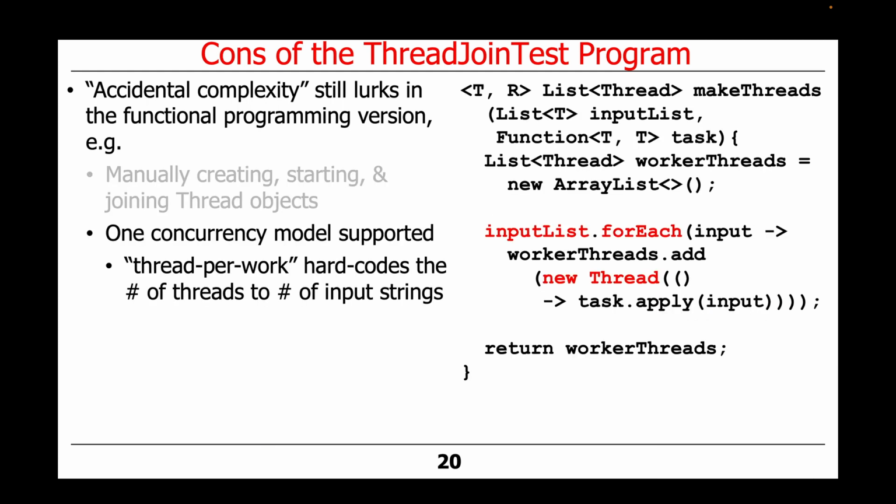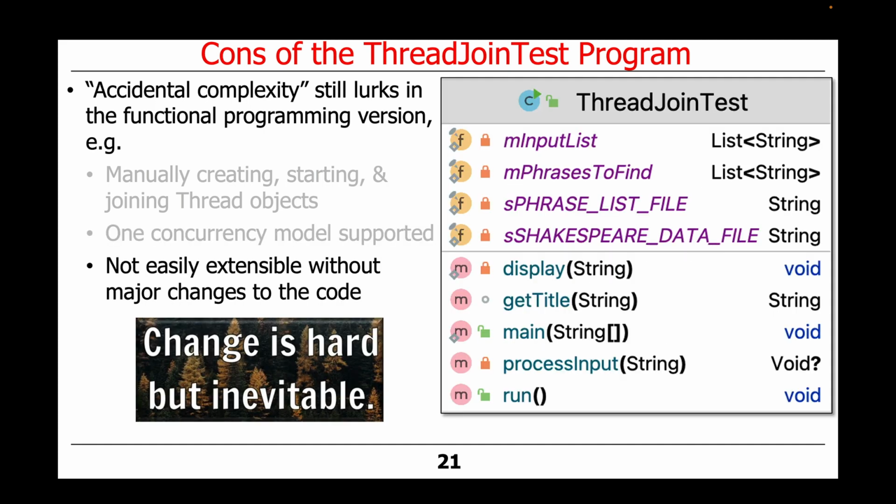Yet another accidental complexity in the functional ThreadJoinTest program is the fact that only one concurrency model is supported. In particular, the thread per work of Shakespeare model hard codes the number of threads to the number of input strings. Unfortunately, these accidental complexities are hard to fix, since the code is not easily extensible without major changes.